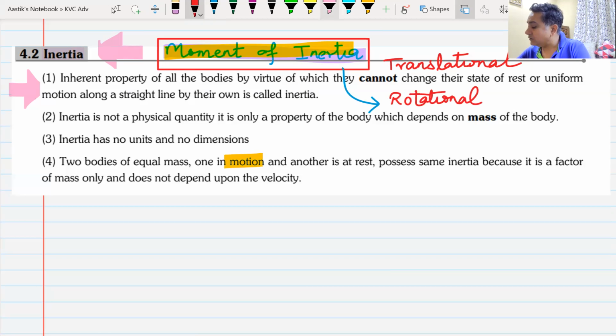Inertia depends on the mass of the body. Do we understand this? Yes, sir. Moment of inertia depends on mass. It also depends on the distance of the mass from the rotational axis. Do we understand this? Yes, sir. That is the first thing that you have to understand. Inertia refers to translational motion. Moment of inertia refers to rotational motion.